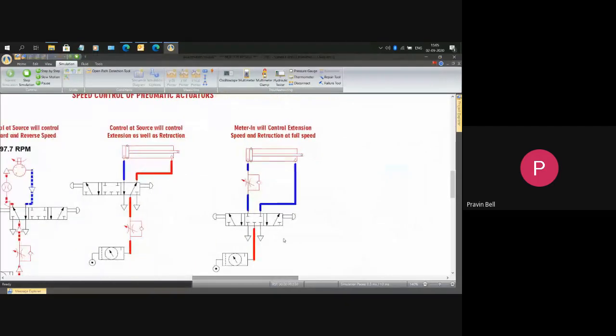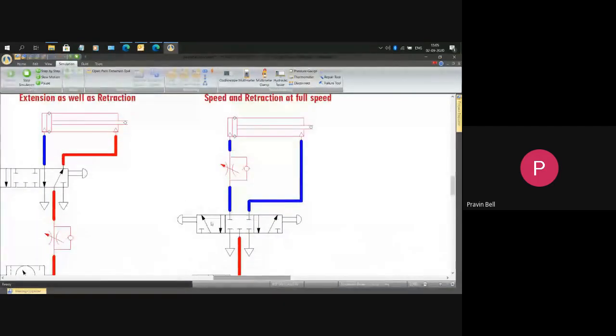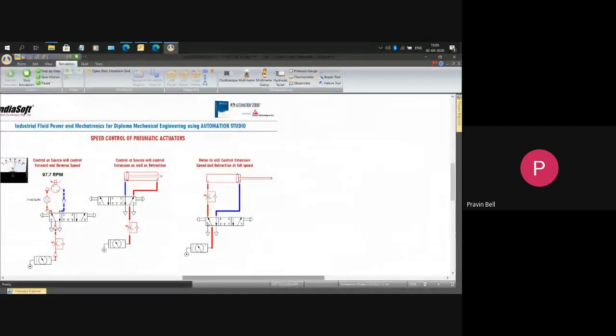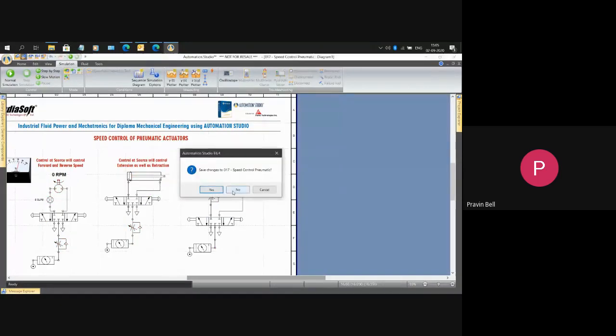And then the third is the meter in, meter out configuration here. So speed control can be done in different ways. Source, then the meter in, meter out used together. A lot of different methodologies for speed control. Not a problem. You can take plots also of these and measure the piston extraction times.